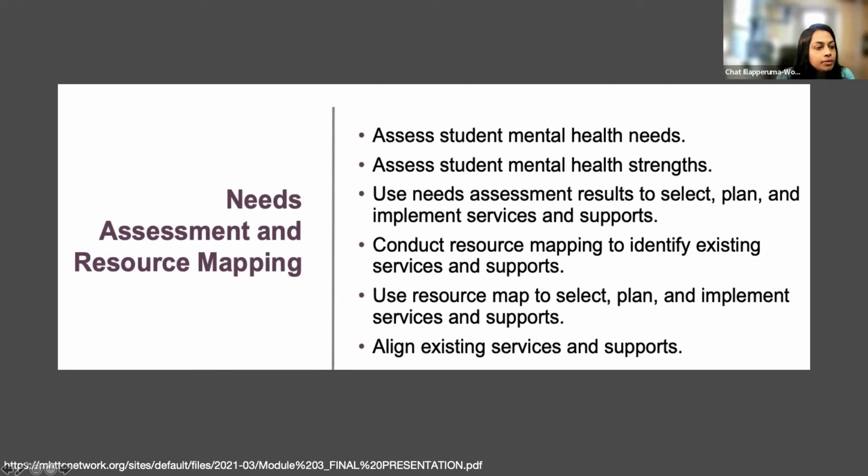All right, so I am going to pause here a little bit, and on this slide, I'm just going to give you a couple of seconds to read through. And this really summarizes the purposes of a needs assessment and resource map.